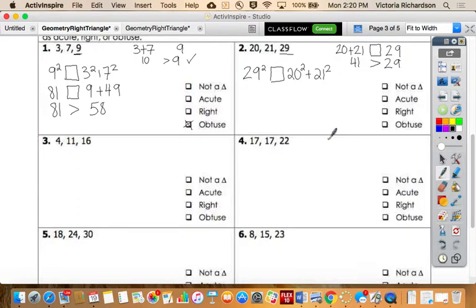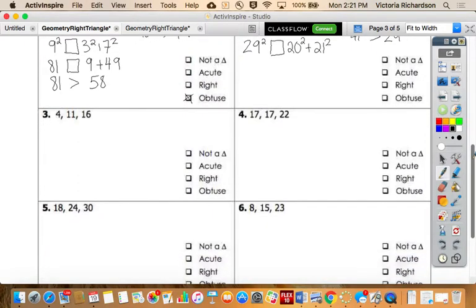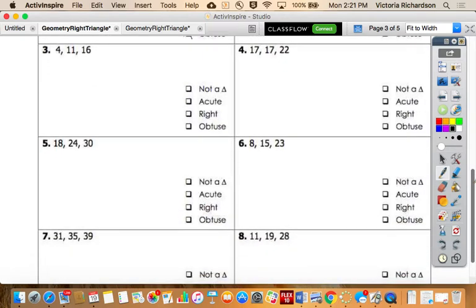Number 3, first things first, determine whether or not this is a triangle. So I'm going to do 4 plus 11, because those are my two smaller sides, and I'm going to compare that to 16. 4 plus 11 is 15, and when I compare 15 to 16, it's less than. Remember, it has to be greater than, and so in this case, this is not even a triangle. So we don't even have to go any further and do any squaring.